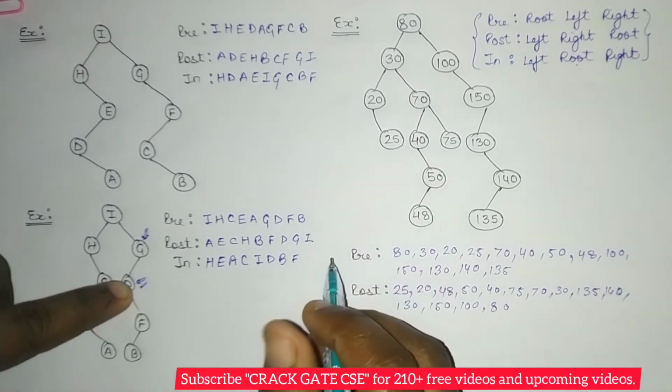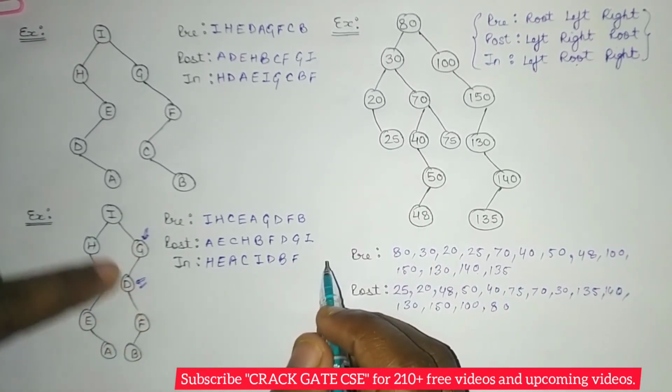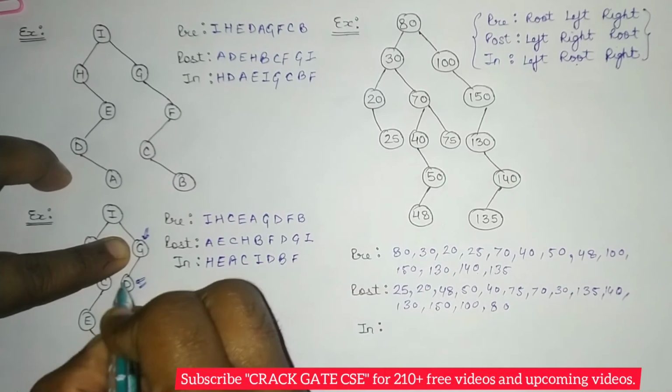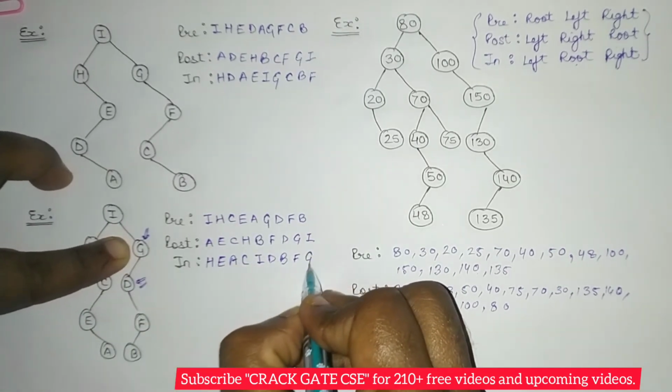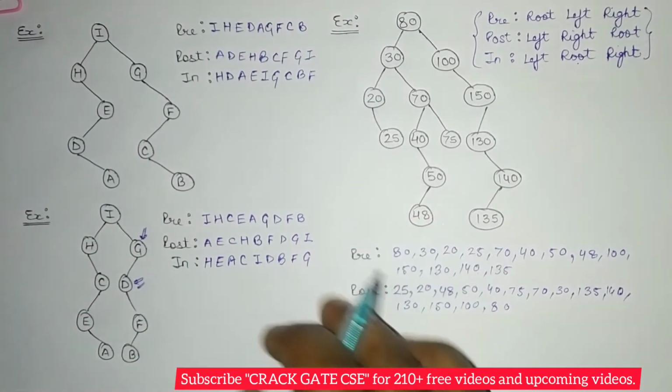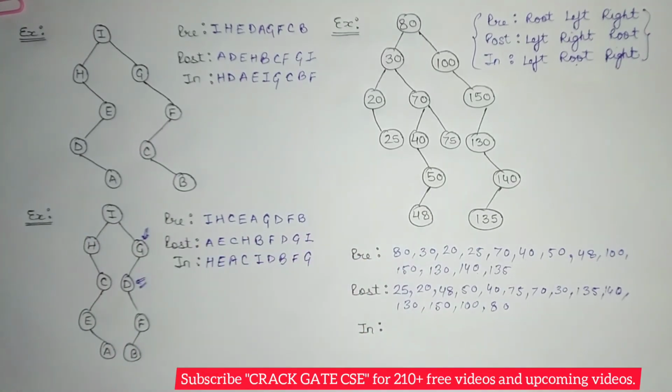So for this G, left is done, print the root, which is G, and right is not there. So this is how you can find out the in order for the second question.